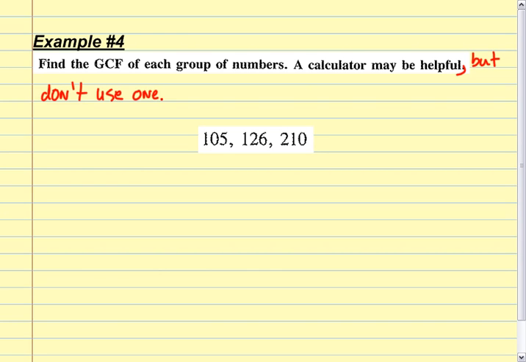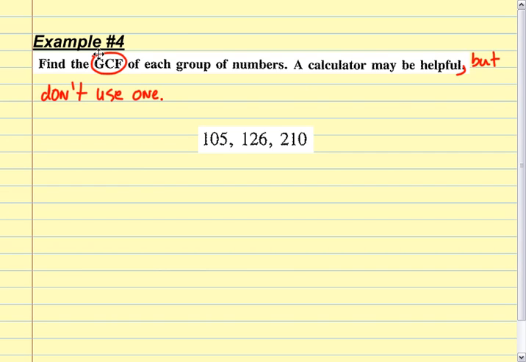Okay, folks, for example number 4, it says find the GCF of each group of numbers. A calculator may be helpful, but you're not going to use one. Okay? Now let's look at these three numbers, 105, 126, and 210. When I'm looking for the GCF, I can do all three at one time. When I'm looking for the least common multiple, I actually have to do them in pairs. But that's not what they're asking for us here. They're asking for the greatest common factor.